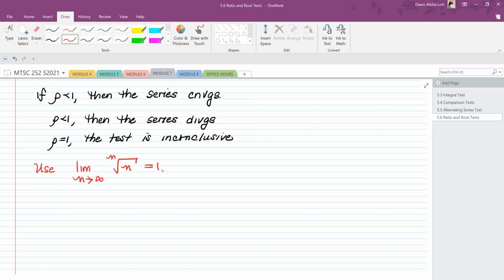Okay. And the second thing is that the limit as n approaches infinity of the nth root of any number x is equal to 1 as long as x is greater than 0. So the nth root of any number is equal to 1.